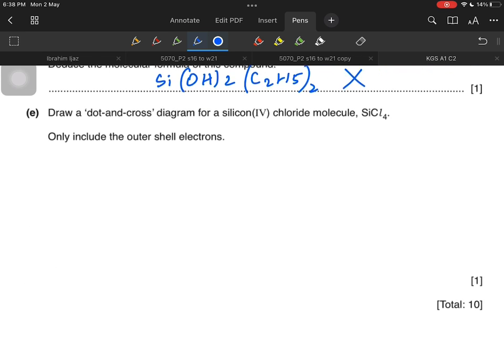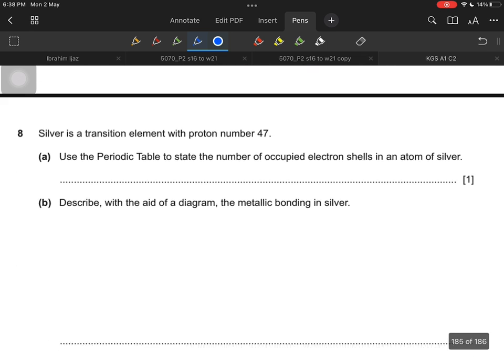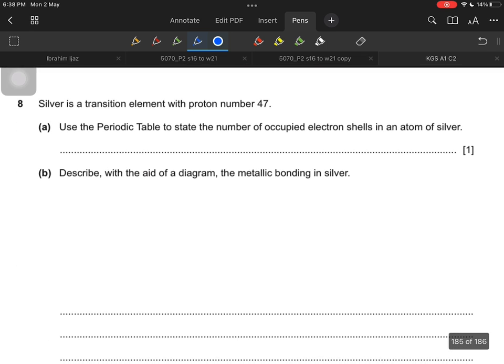Another thing is dot and cross diagrams. Make sure you remember what I told you about the lone pairs or the unbonded electrons.